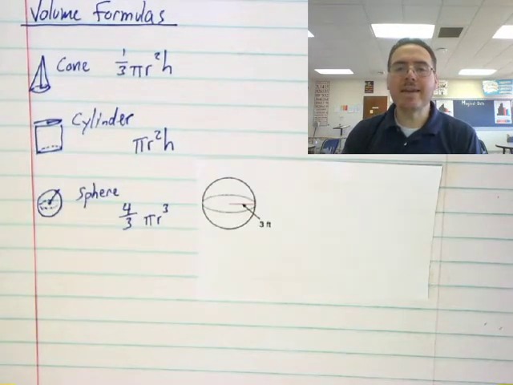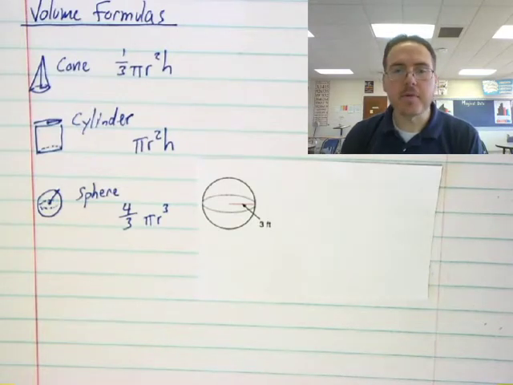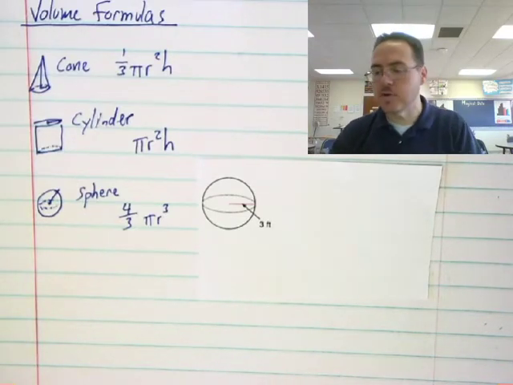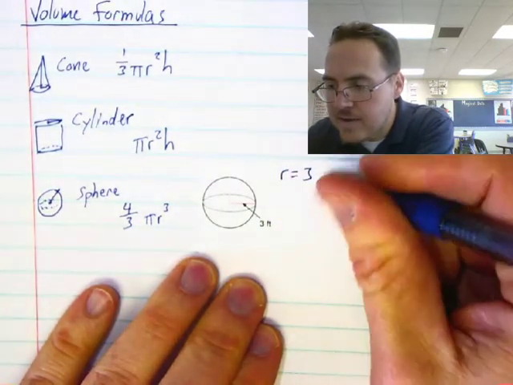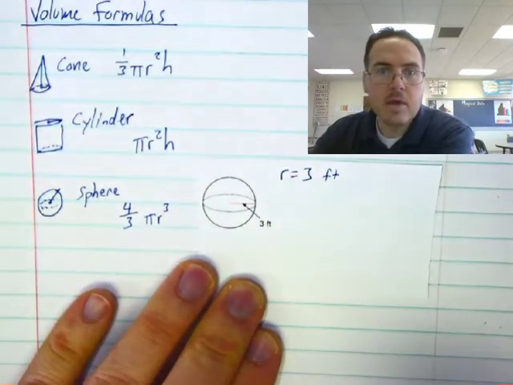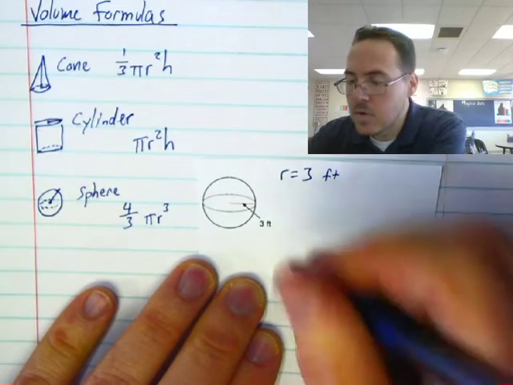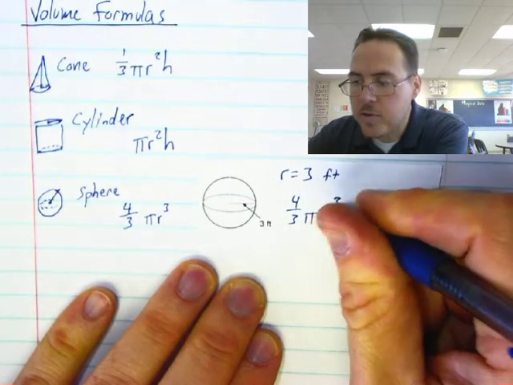So we have landed at spheres. Okay, so this is different from the others. We're not going to have a height. We just have a radius to find. And lo and behold, they have given it to us in this picture. Just by looking at the picture, I can see that the radius is 3 feet. So let's write down the formula for the volume of a sphere. 4/3 pi r to the third power.